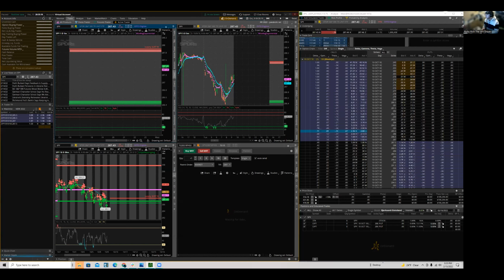Because we held longer. Mimsy, remember when I put that picture of the house and the candle just ripping through it? The inside bar, yeah, the two inside bars and the engulfing candle on the 4 hours. Yeah.